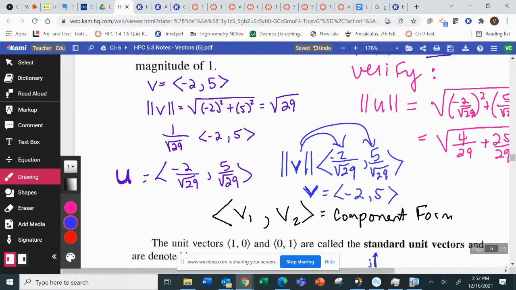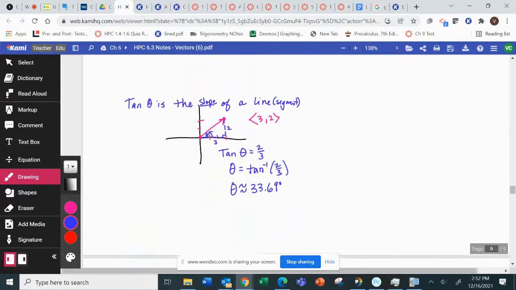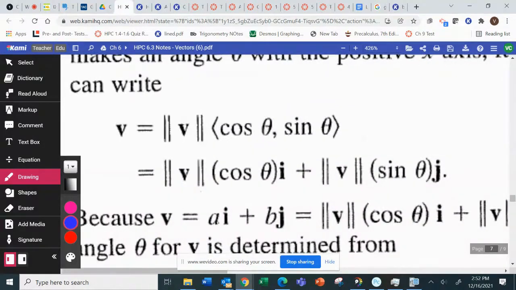Can't hear you. What is negative 2, 5 from this example? What is negative 2, 5?